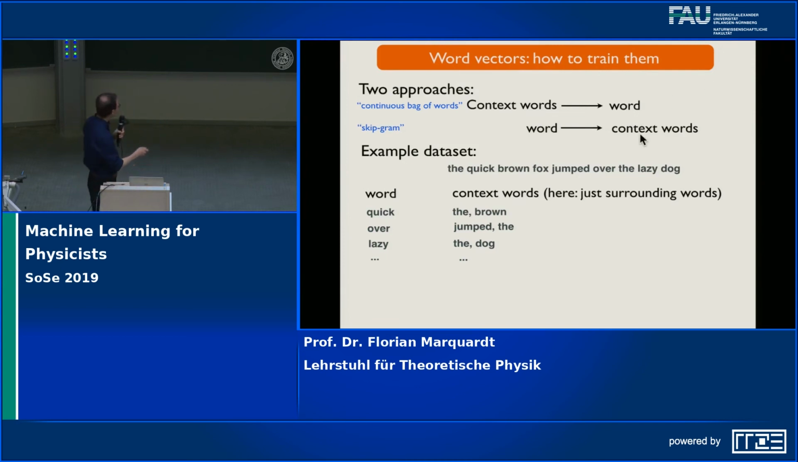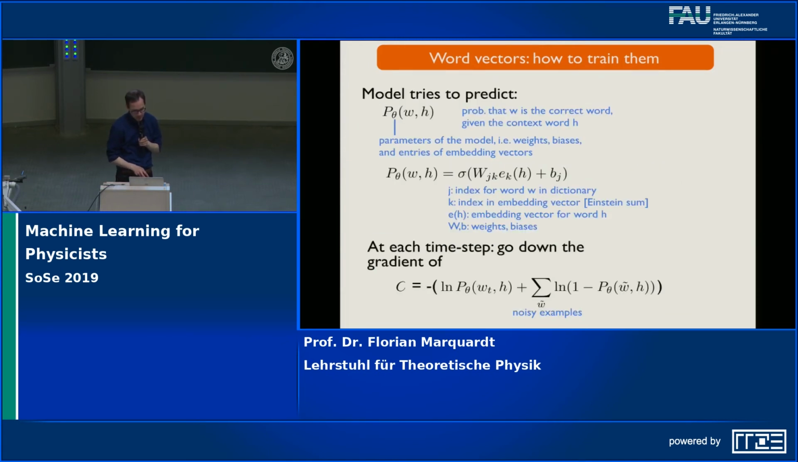So just to make it clear, here's a typical example sentence. For each of the words in the sentence, you could look at the context words, which could just be the surrounding words. And then the network should be able to discover whether a given word is a true context word or not. Okay.